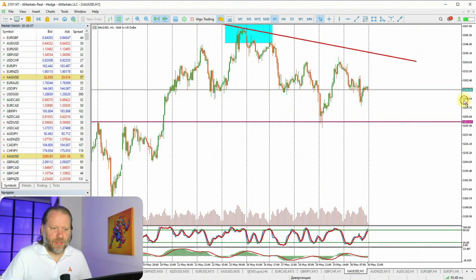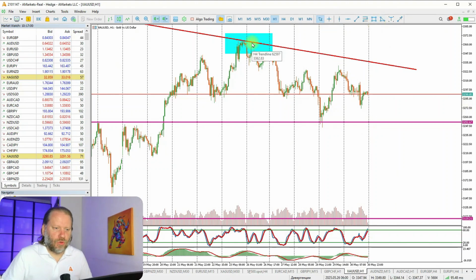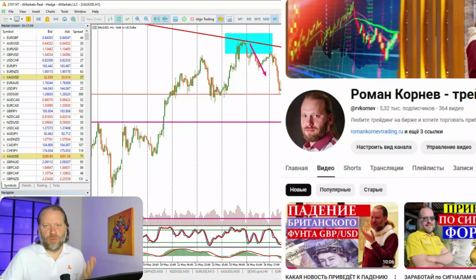Look, there was a resistance line, price came to that level and exactly bounced off that line. This confirms the validity of resistance and support lines. I've been trading on them for years.